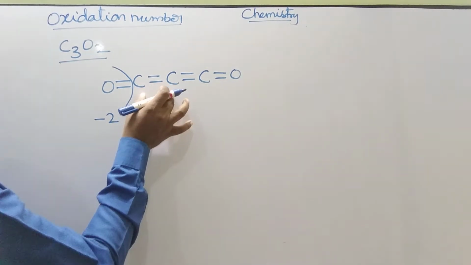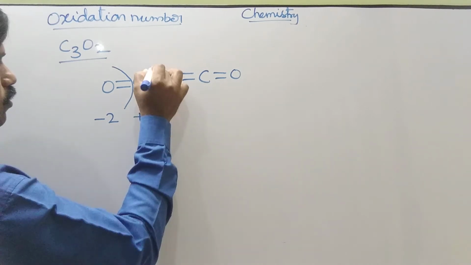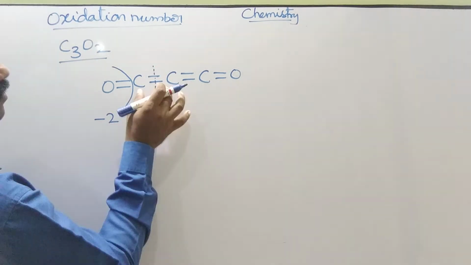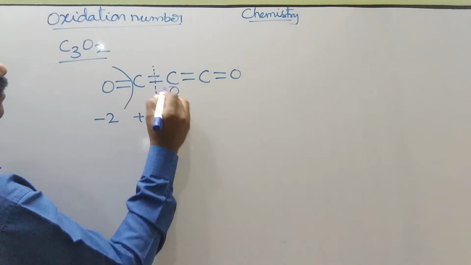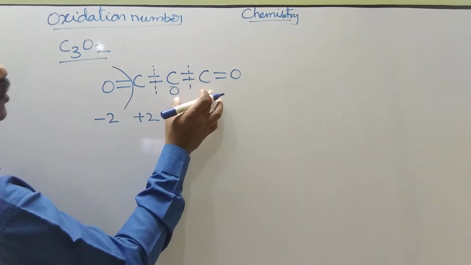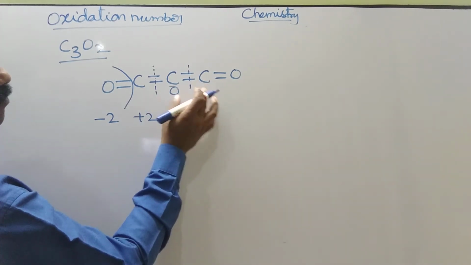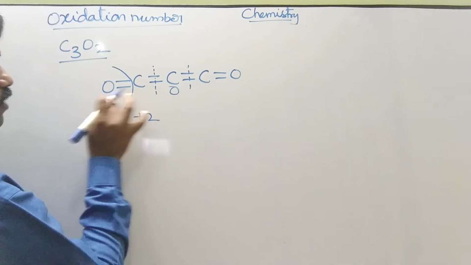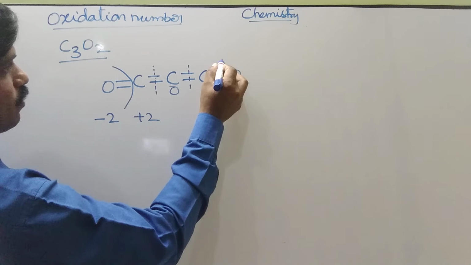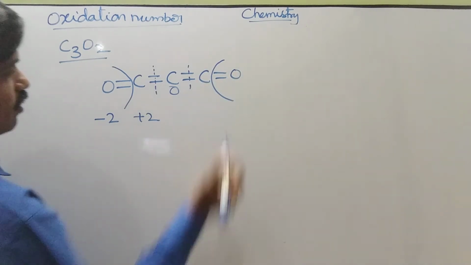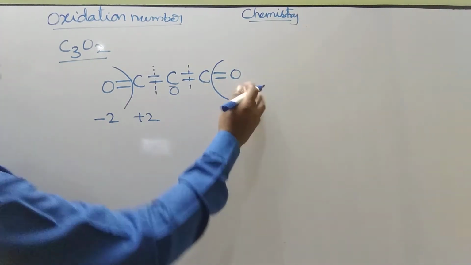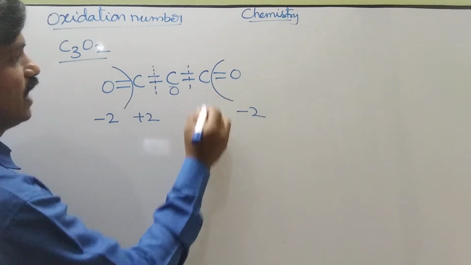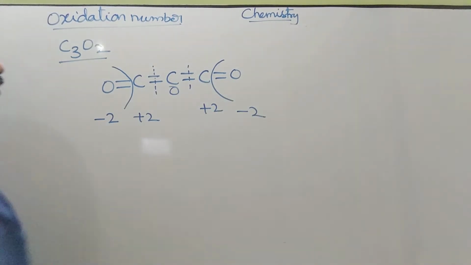Between these two carbons, both are the same atoms, so the oxidation state of these two is 0. And again, between these two carbons, the oxidation state is also 0. But this carbon is bonded with oxygen, and this carbon is also bonded with oxygen. That's why these two bonds are occupied by this oxygen, so the oxygen state is -2 and this carbon is exhibiting +2.